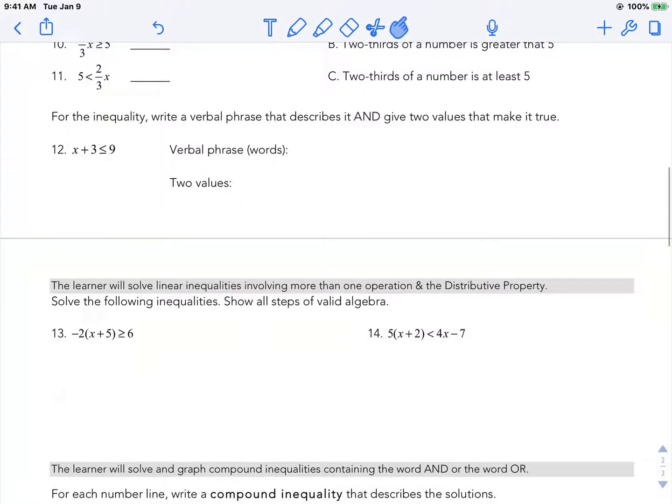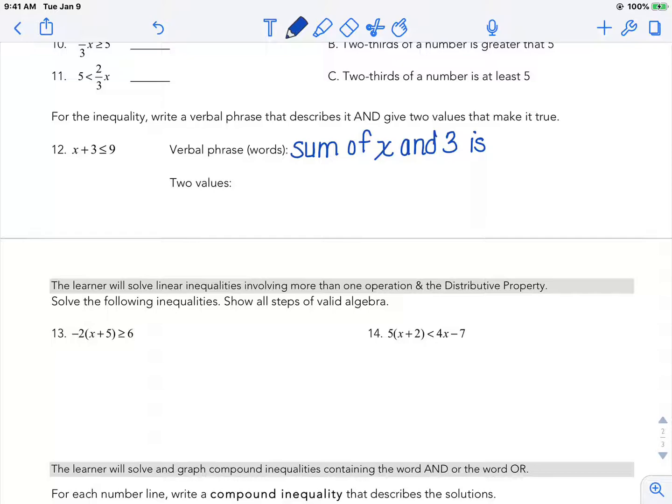But then jumping down to number 12, they ask you for two things. We practiced one in class, a verbal phrase, which means in words. So for that verbal phrase, you want to use that same sheet and see if you can come up with some of the terms that should help us. So you could have something like the sum of x and 3 to practice using that word is less than or equal to 9 and continue to write that out. Or you could try some of those other words on there about at most, at least, no more than.